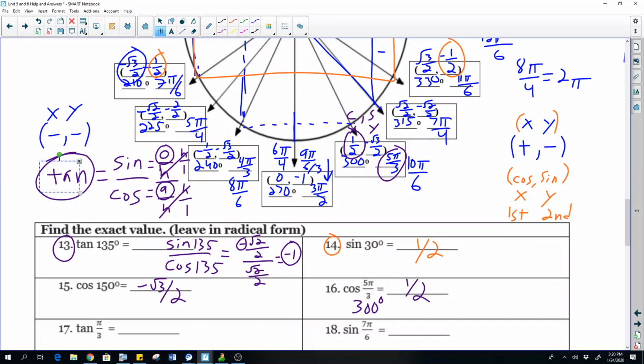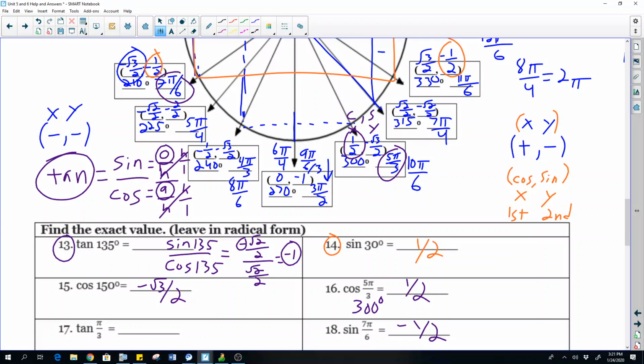Awesome. While we're at it, let's take a look at, how about sine of 7 pi over 6? And so here's 7 pi over 6. And so sine is this one, negative 1/2. How easy was that? How neat is that? That's pretty neat. That's trig functions.